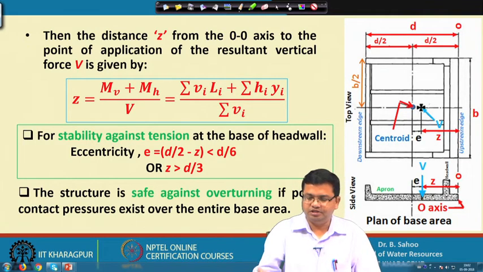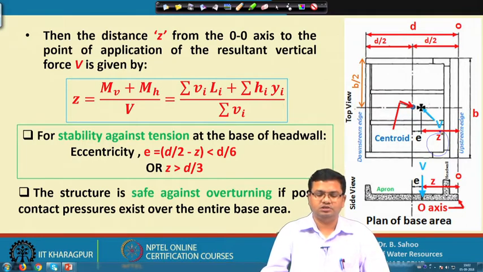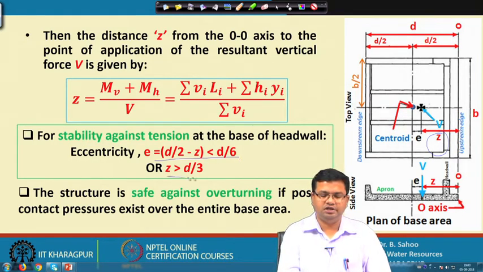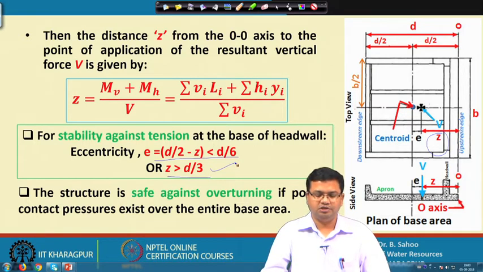By computing this Z, you can check for the stability against tension. For stability against tension at the base of the head wall, we can estimate the eccentricity. From this figure, you can see that d by 2 equals E plus Z. So, E will be equal to d by 2 minus Z, and for stability against tension, you have to design in such a way that E should be less than d by 6. If you solve this equation, then you will get Z greater than d by 3. So, for stability against tension, Z should be greater than d by 3.